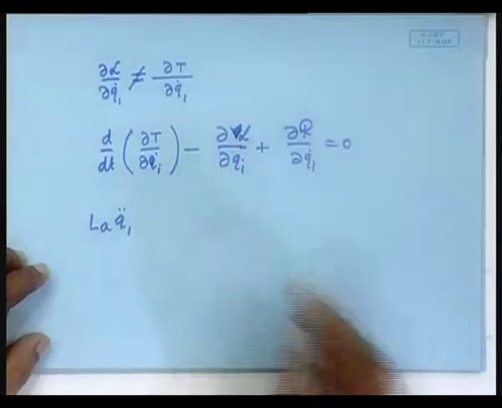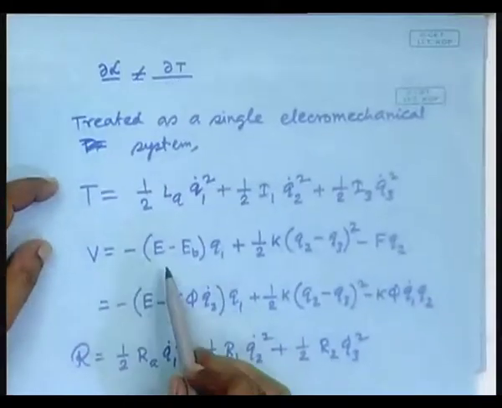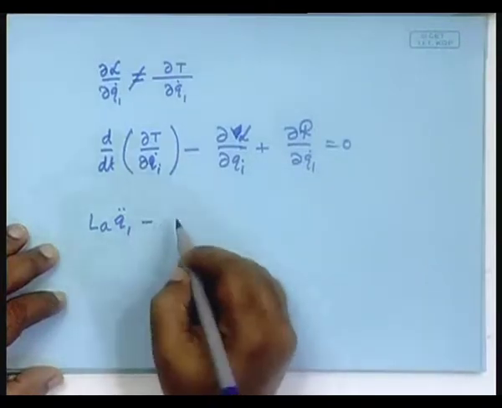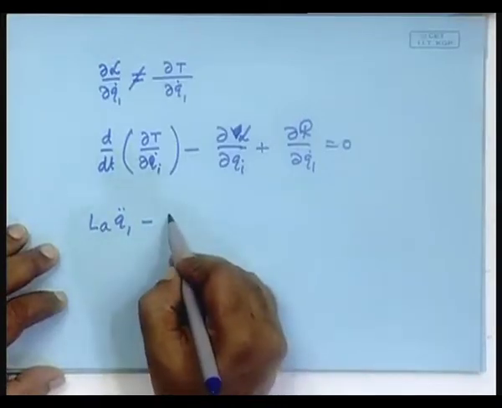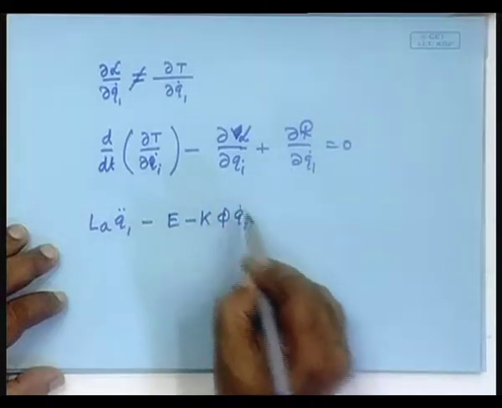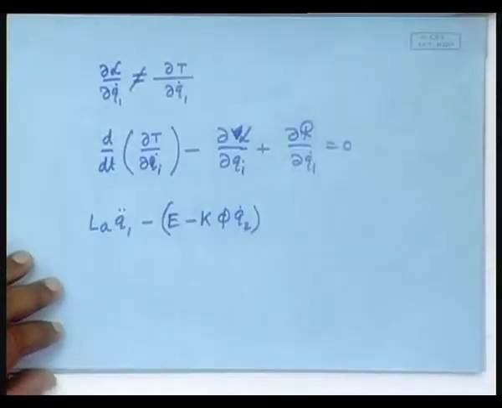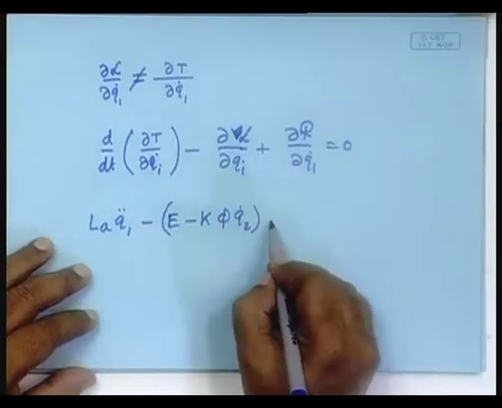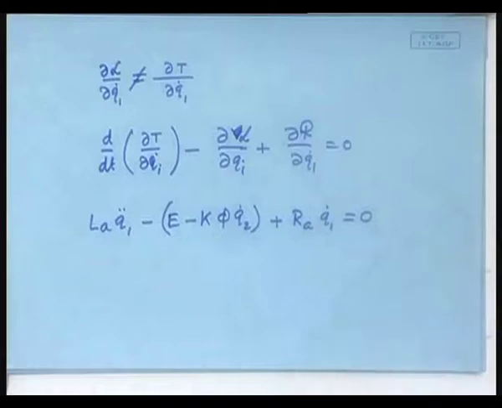Second term, the derivative of the Lagrangian T minus V with respect to Q1, it will be this term only, the other terms vanish. So, it will be minus (E minus K phi Q2 dot), plus this term plus R A Q1 dot is equal to 0. That is the first equation.